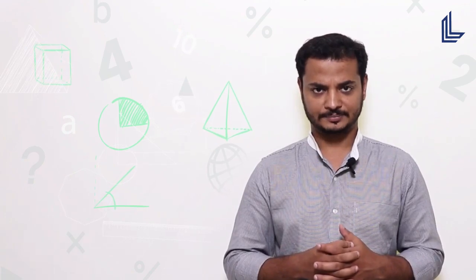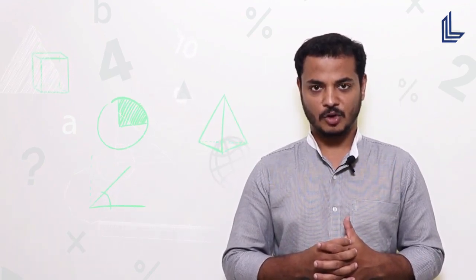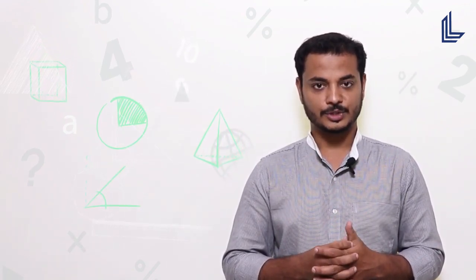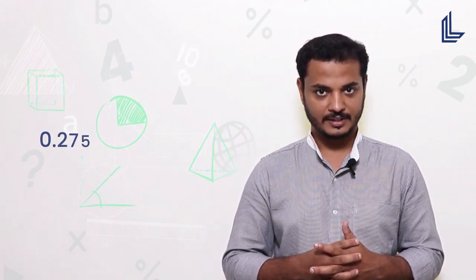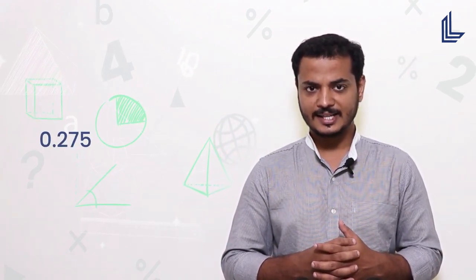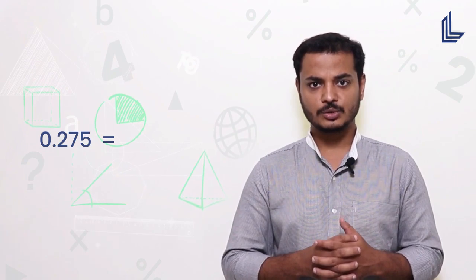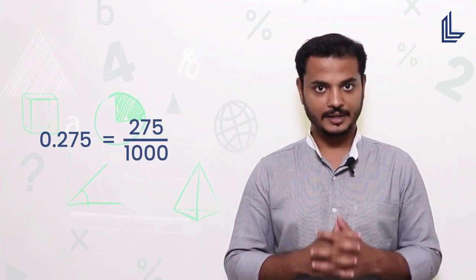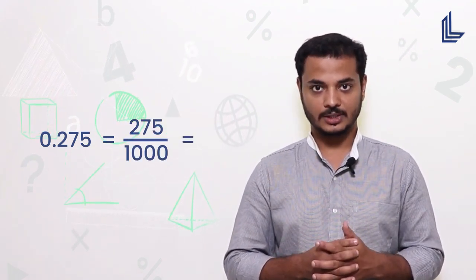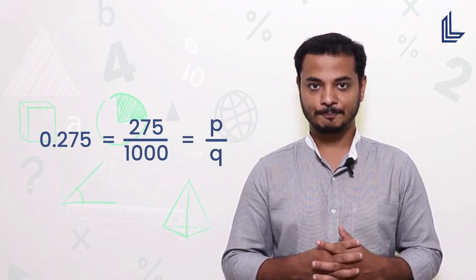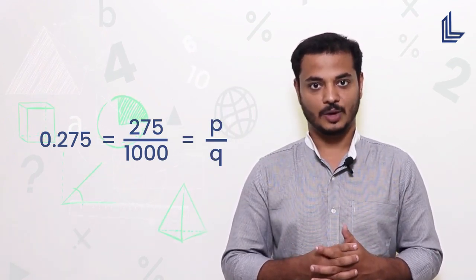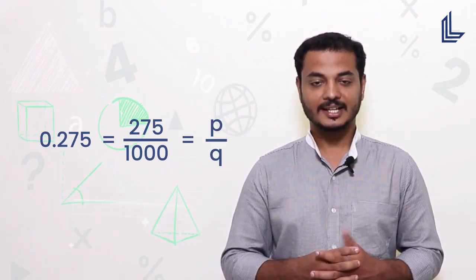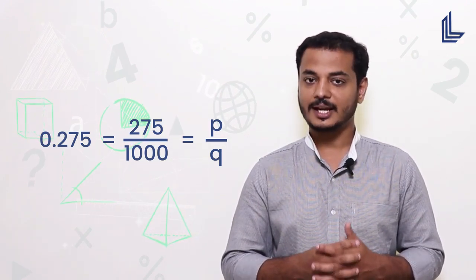Think about it. If you observe carefully the value 0.275, I can easily express it as 275 by 1000, right? And 275 by 1000 is in the form of p by q, where both p and q are integers. That is why this is a rational number.